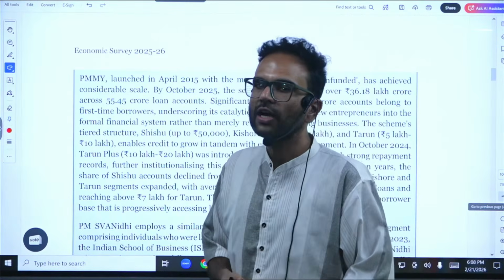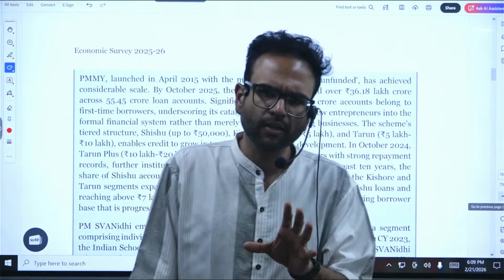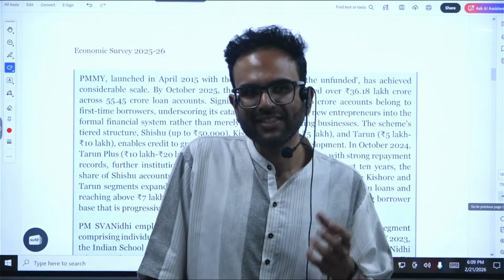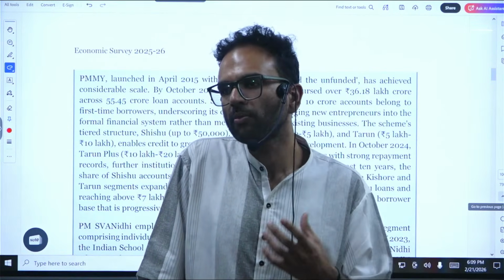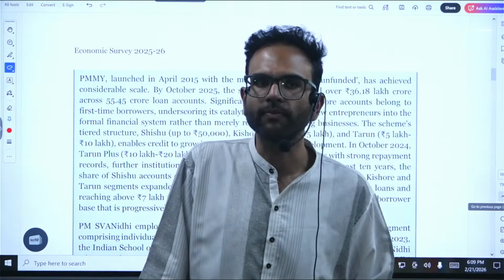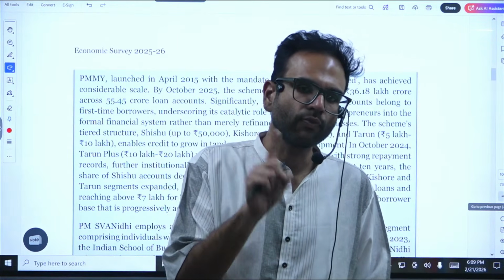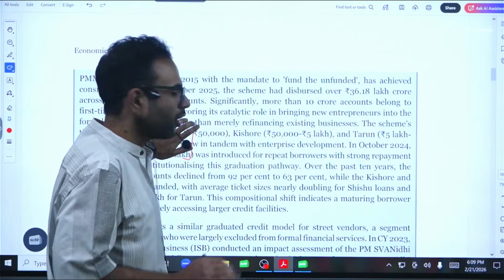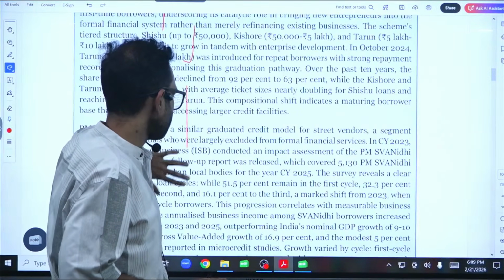Now, in this context, the second scheme is PM SVANidhi, meant for street vendors. Here also, see, people are taking more, they are repaying. There is one important indicator that I want you to note. In PM SVANidhi, the gross NPA is actually more than 10%.